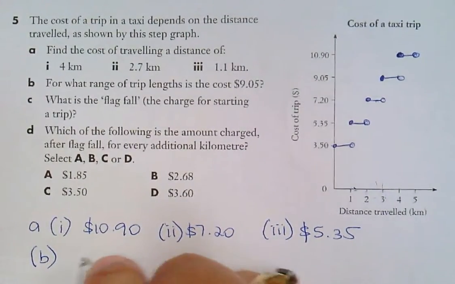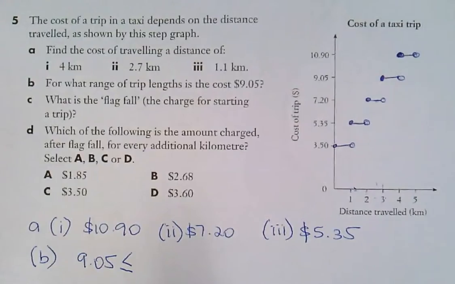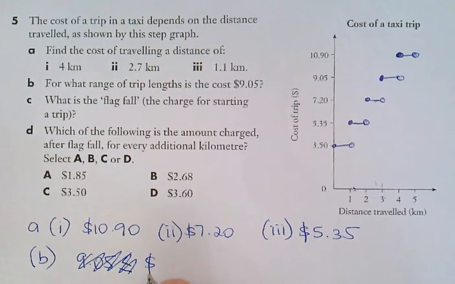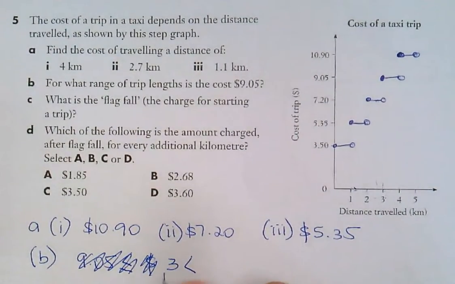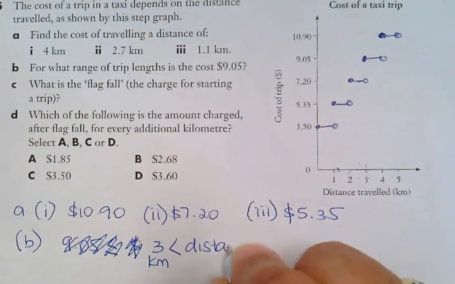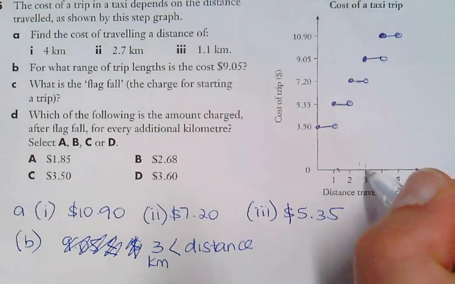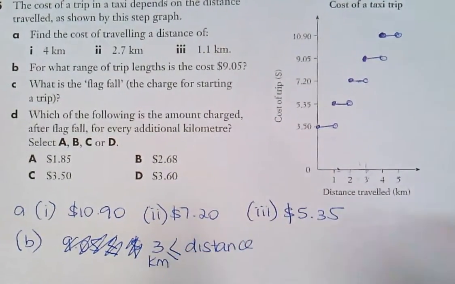So I'm going to say that the cost is $9.05. It's greater than that one or equal to it. What should I be putting? Greater than 3 kilometres is the distance. So the distance is greater than or equal to 3. Does it equal the 3? So greater than or equal to 3.